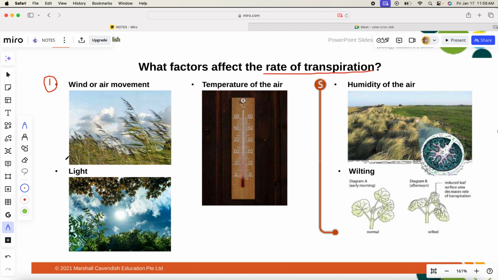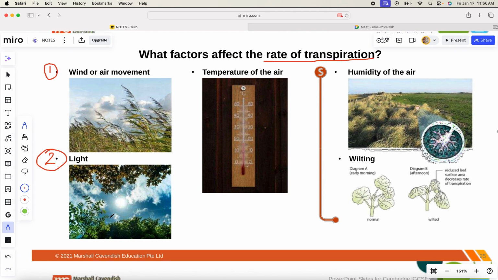Number two factor is light intensity. Okay, when there is light, you can see this photo, you can see light, right? Could be sunlight. Once there is light, more water will be lost in the leaf of the plant. More photosynthesis will take place, more water will be lost, and so on and so forth. That's the number two factor.